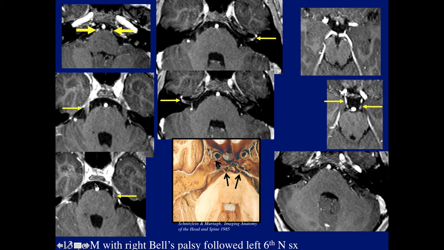This is unusual. This was a 13-year-old who had a right Bell's palsy, and it was followed later by 6th nerve symptoms. And again, we see the multiple nerves involved here, the 5th, the ISC, but of course the main thing here is to show the 6th nerve, which was the second set of symptoms the patient developed. And again, this was a case of Lyme. The symptoms changed from Bell's palsy to sixth nerve palsy.